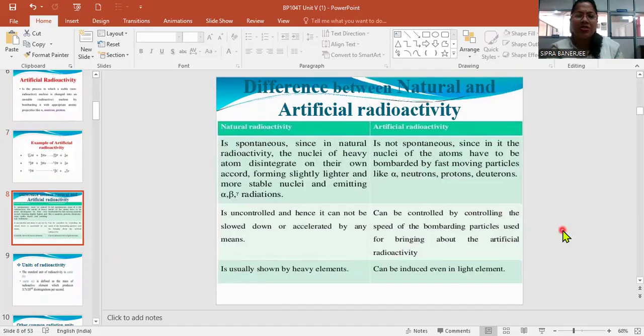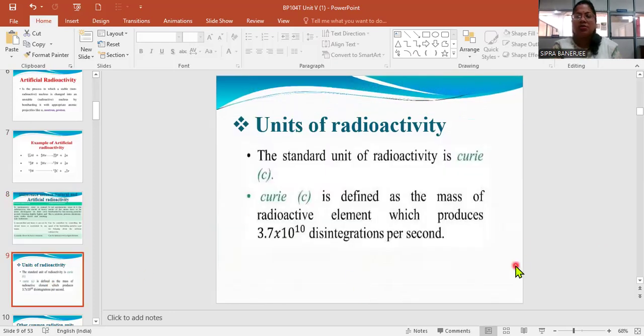The difference between natural and artificial radioactivity is important for the exam. You can differentiate very easily. By definition, natural radioactivity is uncontrollable, hence it cannot be slowed down or accelerated by any means. Artificial radioactivity can be controlled by the speed of the particles used for bringing it about. Natural radioactivity is usually shown by heavy metals, while artificial radioactivity can be shown by light metals. I think this topic is clear.